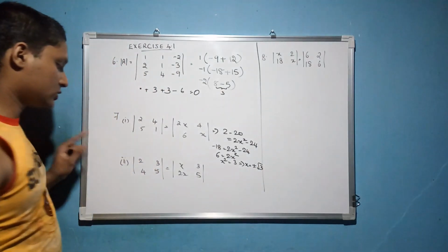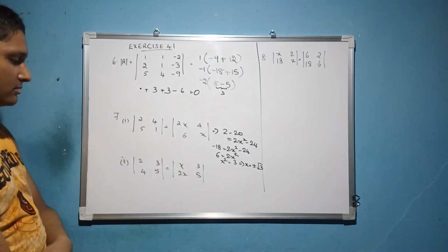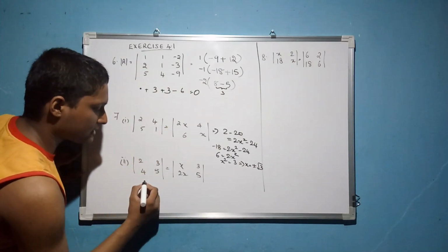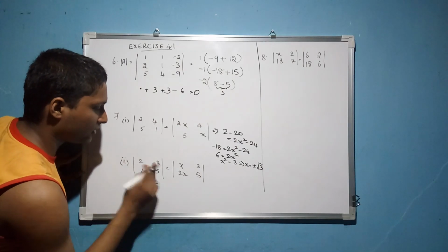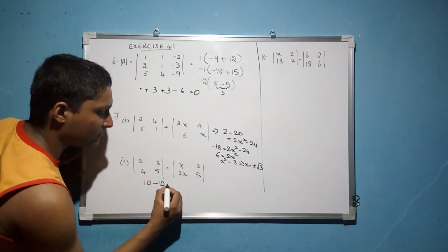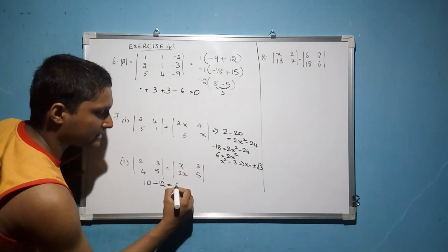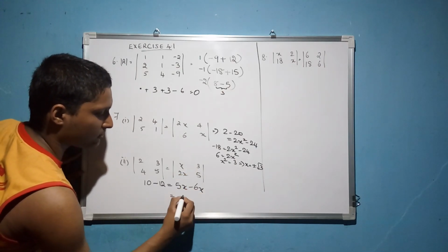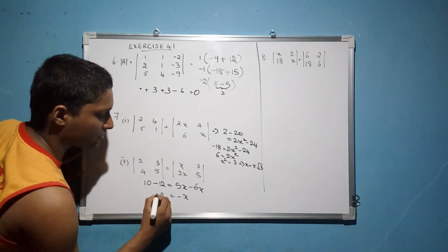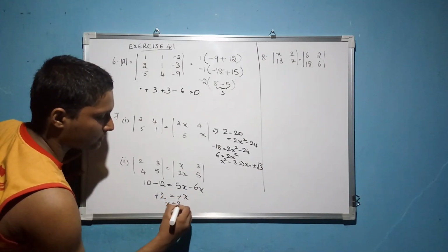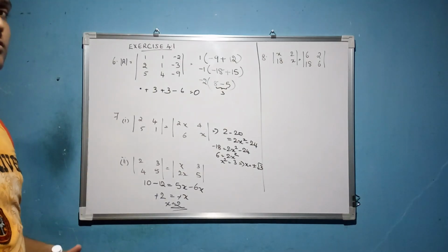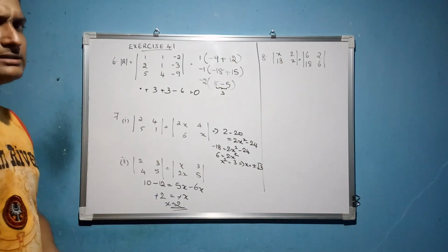Okay, next you have one more thing. Here, same thing, go on expanding. 2 into 5 is 10 minus 4 into 3 is 12, that is equal to 5x minus 6x. Therefore, minus x is equal to minus 2, x is equal to 2. Is the answer here. Okay, this is a simple one. You are asked to just solve for x. That's what we had to do.